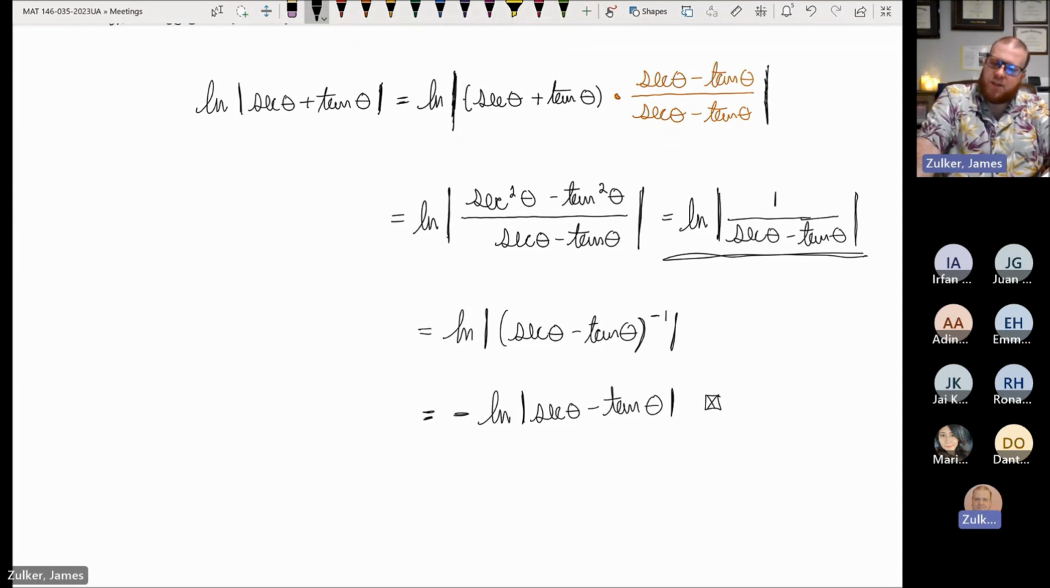Right, so what I did is I wrote, we can write this as secant minus tangent all raised to the minus first power, right? And then laws of logarithms. We can pull that exponent, -1, out as a constant multiple, which verifies the identity.